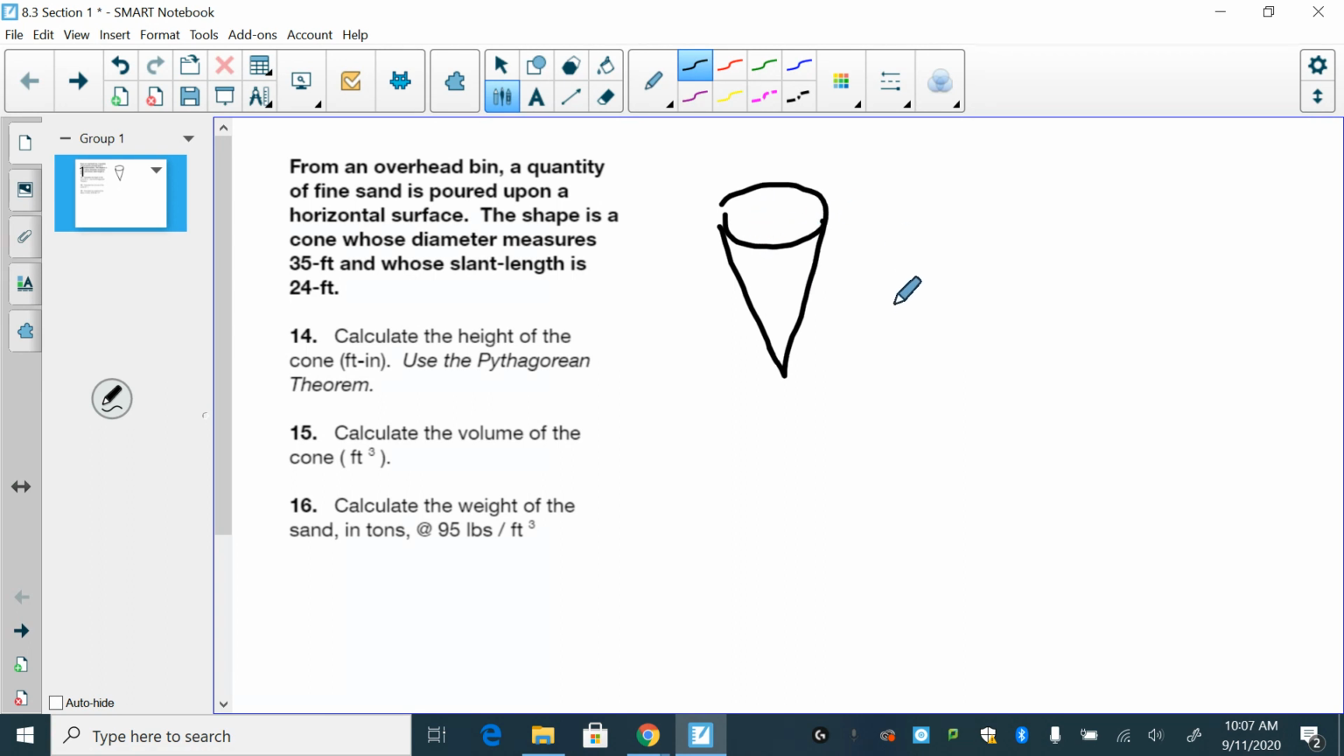So let's see what else it says. It says the diameter, so all the way across, is 35 feet and the slant length is 24 feet. Okay, it says calculate the height in feet inches. So the height is going to be straight down like that. And so you have a right angle right here. So that's what we're solving for, that red line.